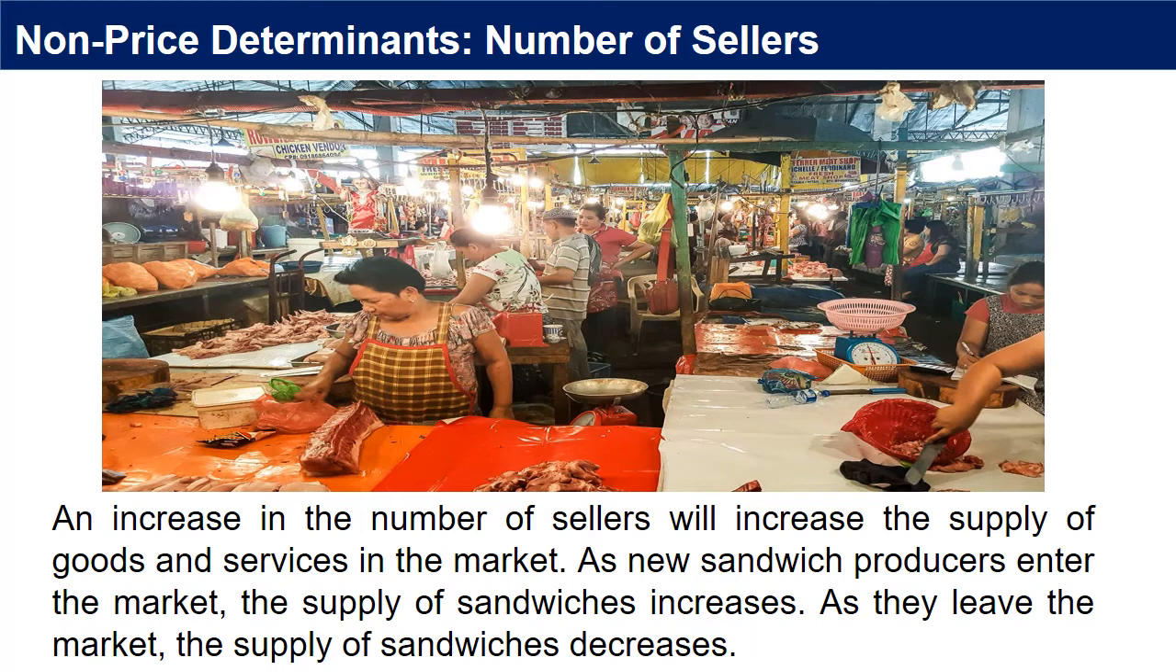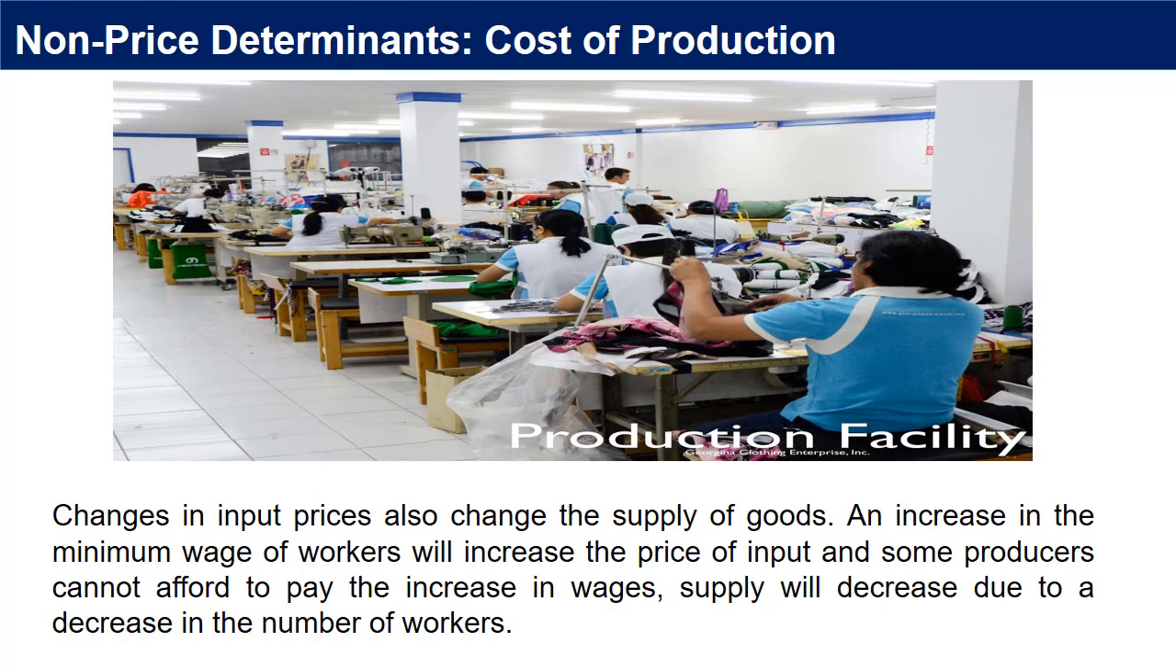As new sandwich producers enter the market, the supply of sandwiches increases. As they leave the market, the supply of sandwiches decreases. Changes in input prices also change the supply of goods. An increase in the minimum wage of workers will increase the price of input, and some producers cannot afford to pay the increase in wages. Supply will decrease due to a decrease in the number of workers.